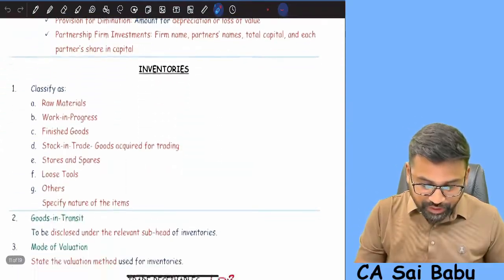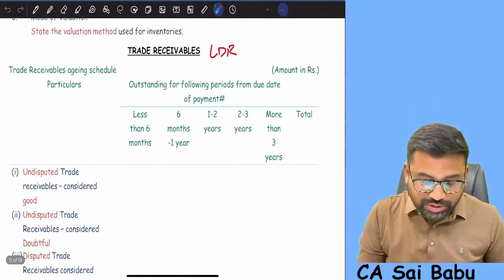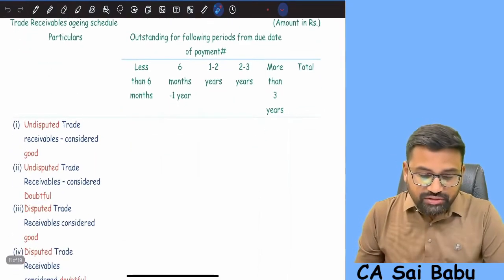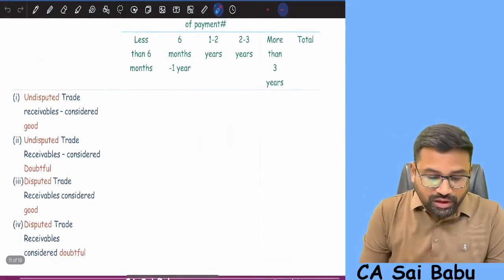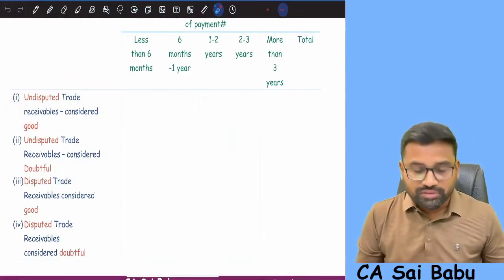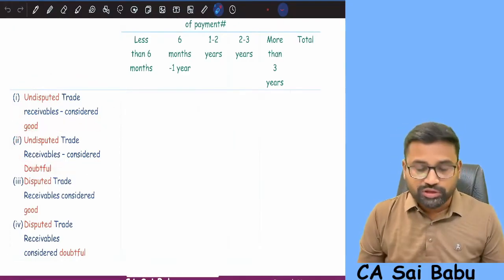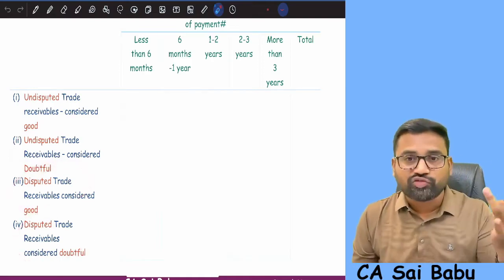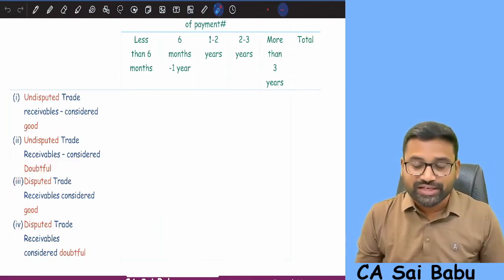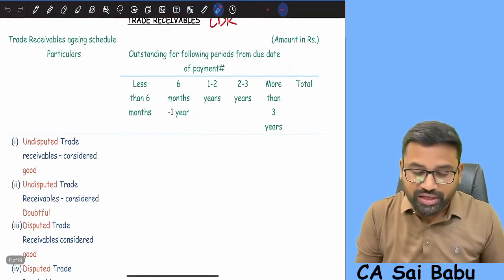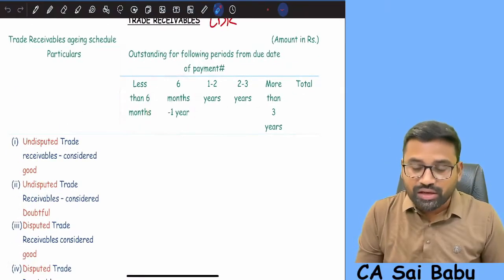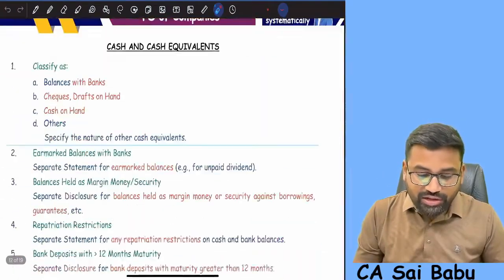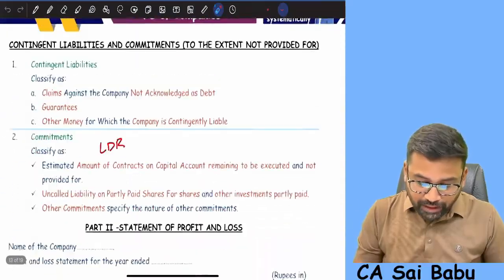Next, whenever you are presenting trade receivables, we need to prepare an aging schedule. This aging schedule is generally classified into undisputed considered good, undisputed considered doubtful, disputed considered good, disputed considered doubtful. So remember this classification relating to trade receivables. And when it comes to the outstanding period: less than 6 months, 6 months to 1 year, 1 to 2 years, 2 to 3, more than 3. So this is the aging schedule. According to that, you need to classify the debtors.